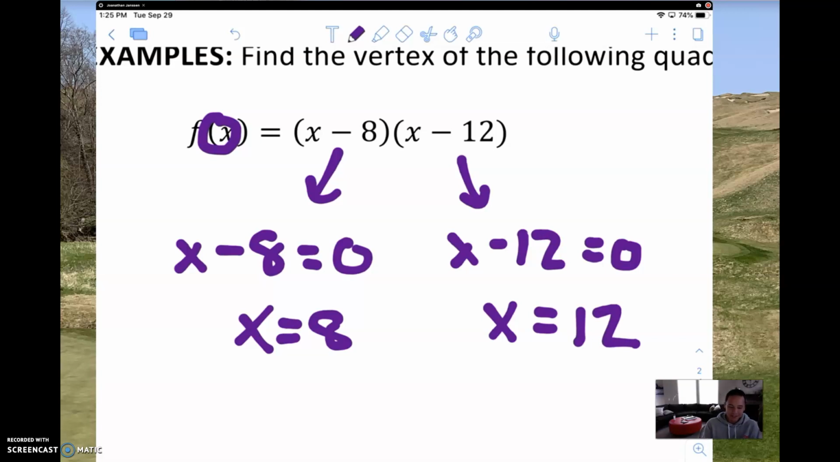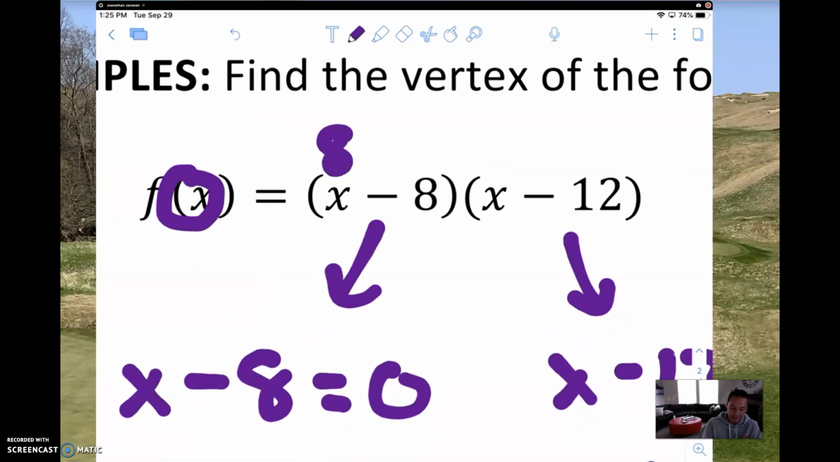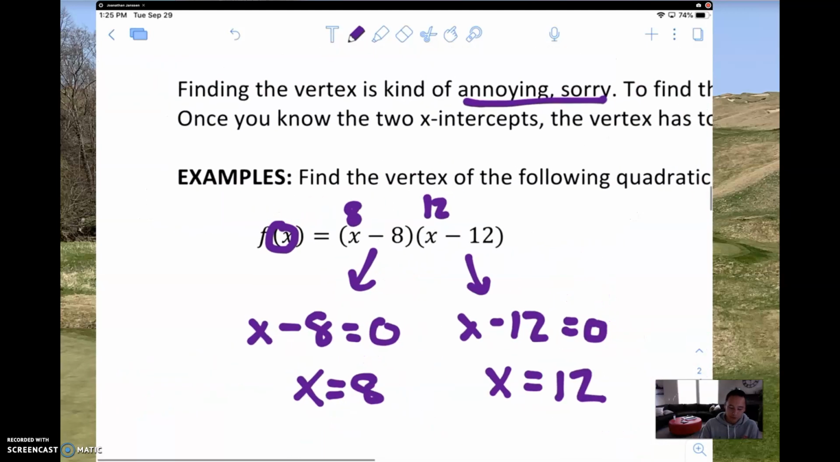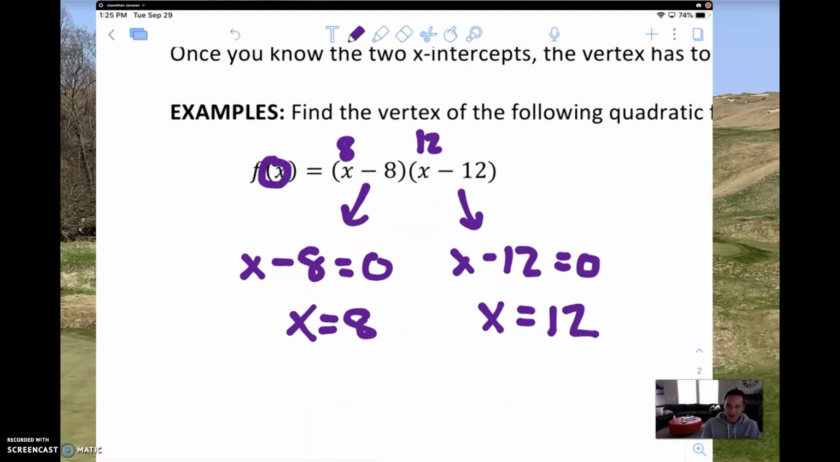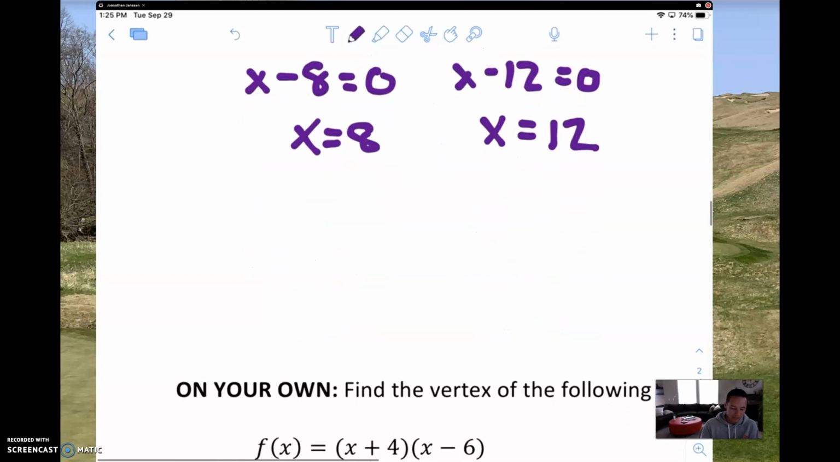It seems kind of obvious. If you plug in an 8 here, yeah, it's going to be a 0. And if you plug in a 12 here, yep, it's going to be a 0. So if you don't show your work for some of these, that's fine with me. When you start to get longer expressions in there, you'll probably want to show your work. But what we just found is the two x-intercepts of this graph are going to be at 8 and 12. Let's go ahead and see what that means.